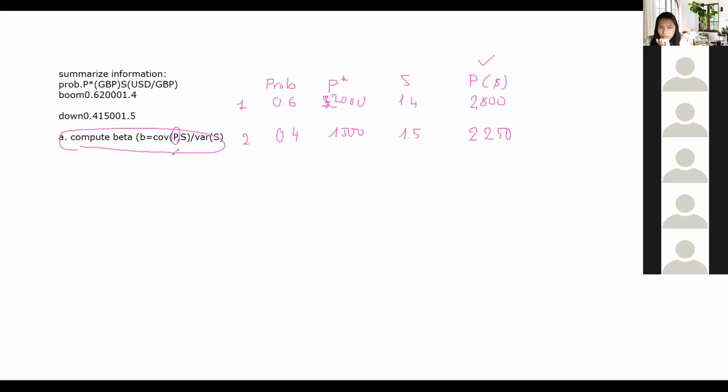What I need to do next is apply the covariance and the variance formula, which were the two long formulas that you saw in the slide before. Before I can compute the covariance and variance, I'm going to have to compute P bar and S bar, because they are required for both of the formulas. If I do this in Excel, I'm going to compute S bar in the cell right below the column for S, and P bar right below the column for P.